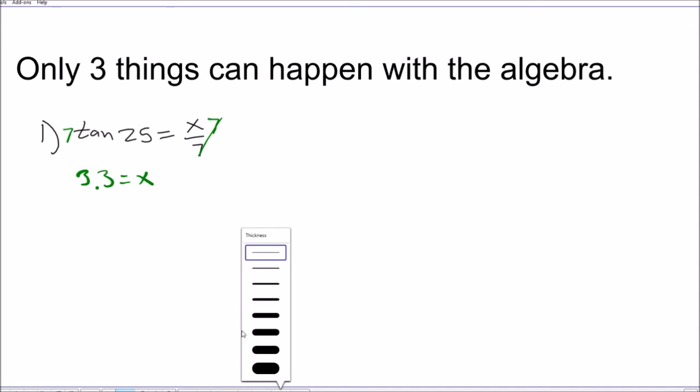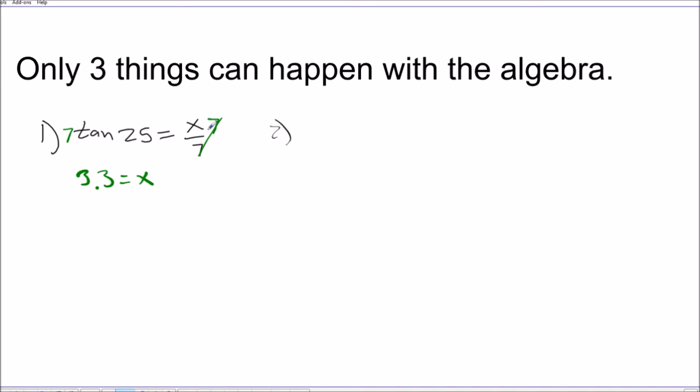Okay, here's the second thing that can happen. Instead of the variable being in the numerator, it could be in the denominator. So it could say tan 25 equals 7 over x. Okay, and people get a little frightened by this. It's not a big deal, okay? All we're going to do is when the variable's in the denominator, we're first going to multiply by the variable. That cancels it out here and moves it over here. And then I'm going to rewrite. I get x tan 25 equals 7. And I want x by itself, so what's in the way?